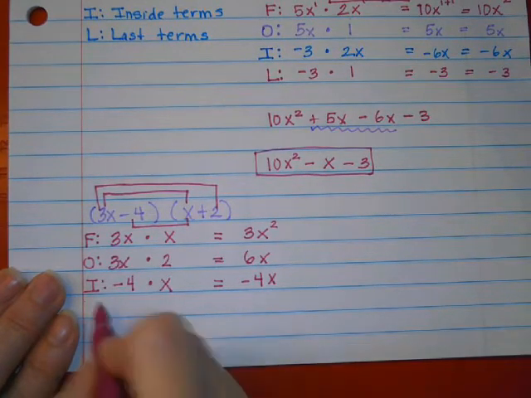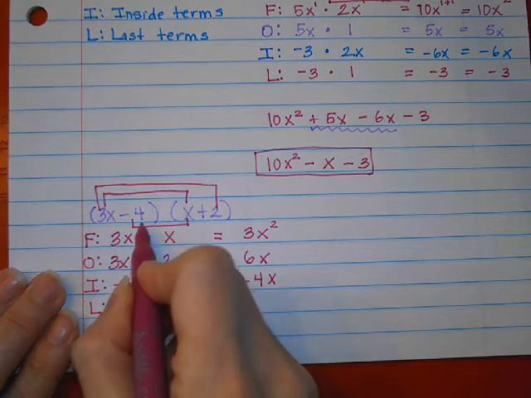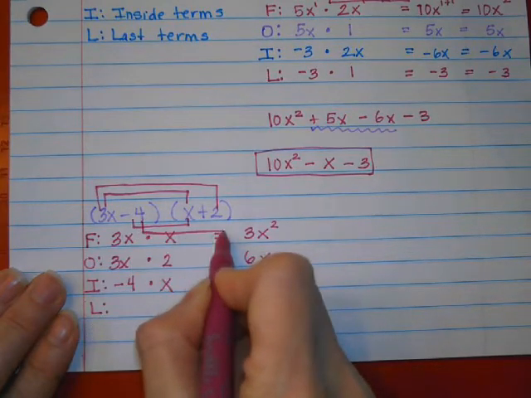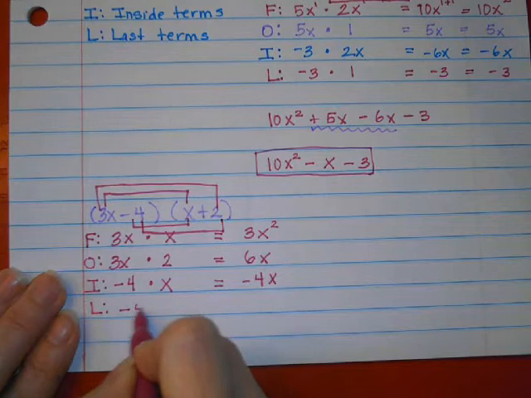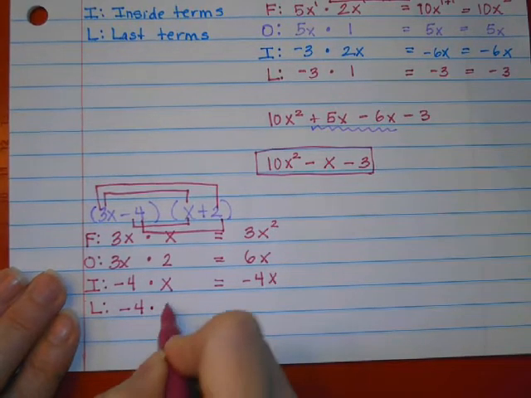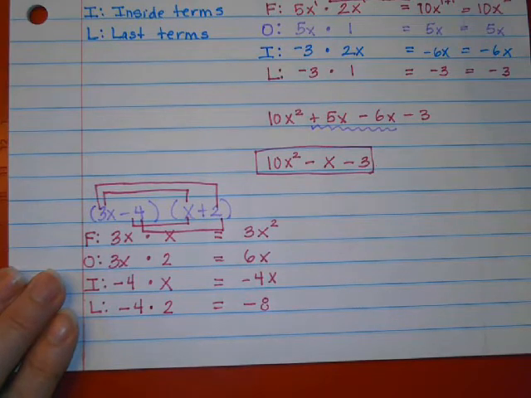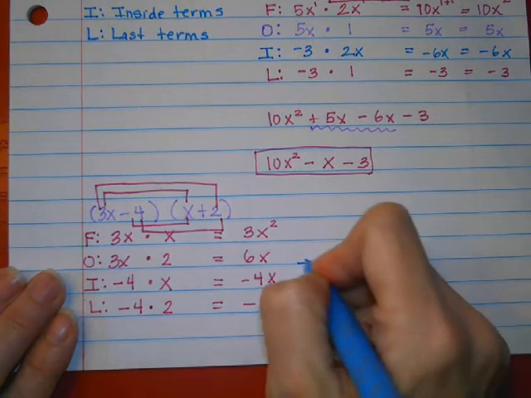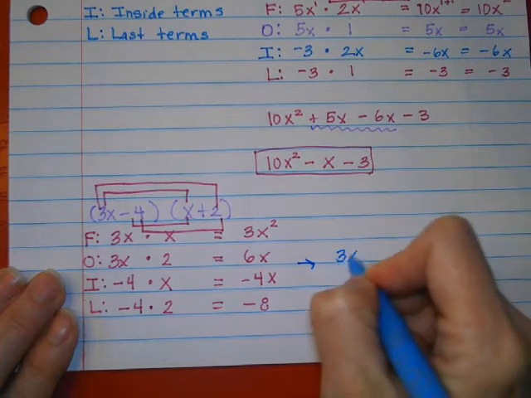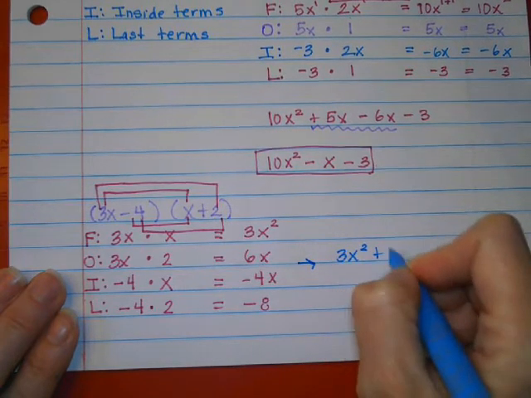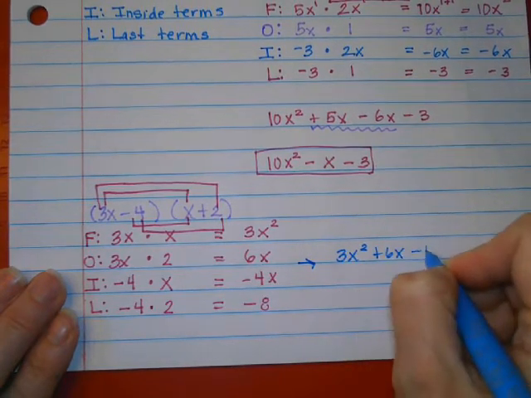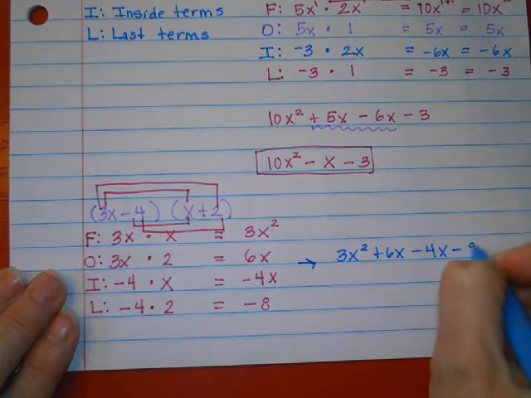Then we're going to multiply the last term. So the last term in this set is negative 4 times the last one in this set, which is a positive 2. So negative 4 times positive 2 is negative 8. So we just come over here to the side and rewrite them. 3x squared, positive 6x, negative 4x, and negative 8.